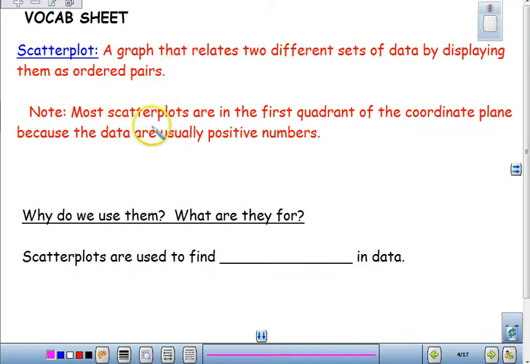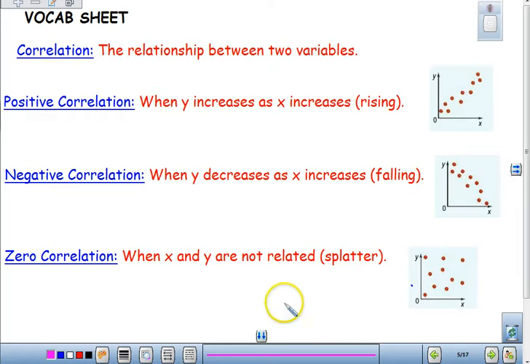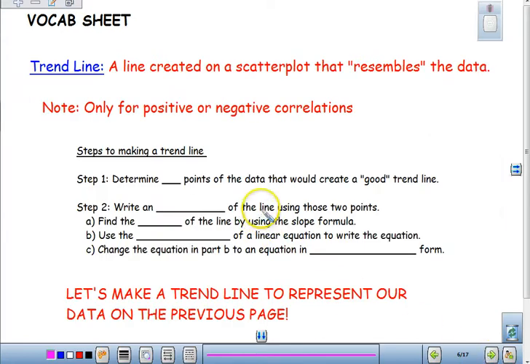It relates two or more quantities as an ordered pair, usually in the first quadrant. Scatter plots are used to find our relationships in our data. So if there is any kind of relationship, that is what we are taking a look at. There is a lot of vocabulary, again, correlation, and your three different types of correlation you should have in your notes with the picture.